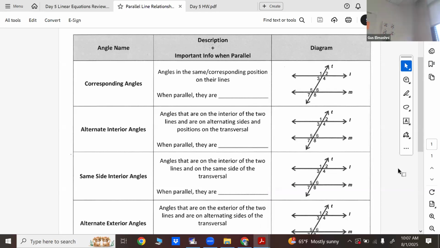So, corresponding angles. Corresponding angles are angles in the same or corresponding position on the lines. Let me give you an example. I'll get a highlighter out. Angles 2 and 6. You see how those are in the same position? See how 2 is above line L, 6 is above line M, and 2 and 6 are both to the right of line T. So those are called corresponding positions. When the lines are parallel, angle 2 is going to equal angle 6.